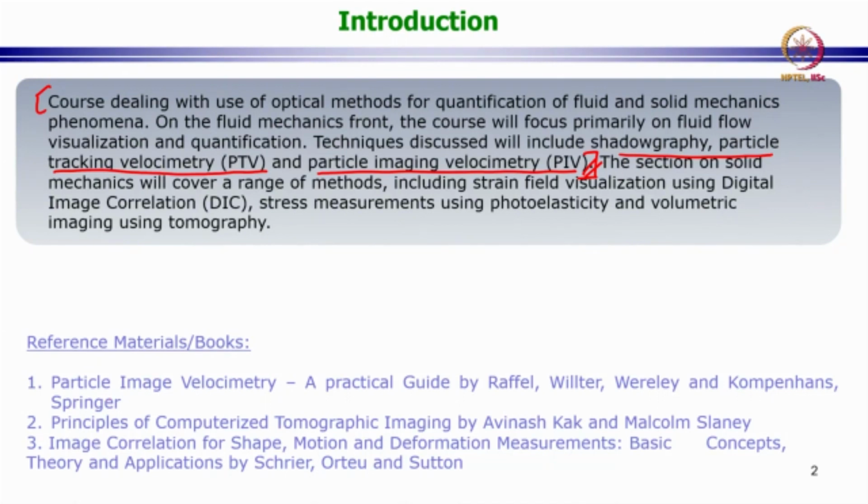So one book, for example, Particle Image Velocimetry, is a very nice book which gives you a nice practical guide. It's also titled A Practical Guide, and it goes through a lot of details about experimental handling as well as all the mathematical preliminaries that are required to understand the particle image velocimetry technique. This book is written by Raffel, Willert, Wereley and Kompenhans. It's a Springer publication. These are the last names of the authors. This is one of the books that we are going to refer to.